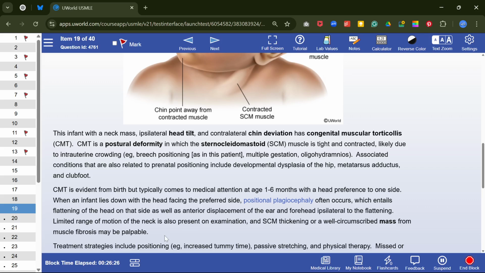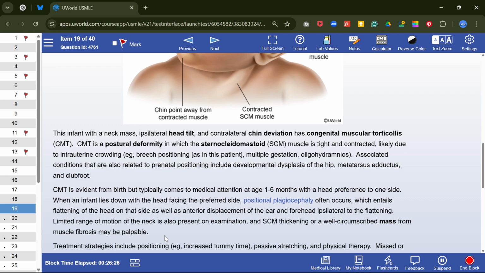Associated conditions that are also related to prenatal positioning include developmental dysplasia of hip, metatarsal adductors, and clubfoot. CMT is evident from birth but typically comes to medical attention at age 1 to 6 months, with a head preference to one side.